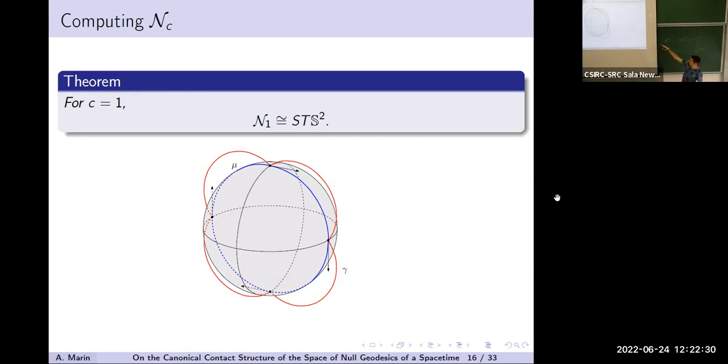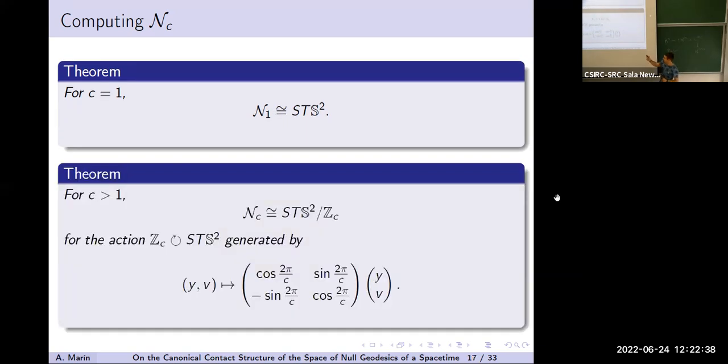So what I want is to take the unit tangent bundle of the sphere and quotient it out by an action that's going to identify these different tangent vectors. And after thinking a little bit, one realizes that you can define this as an action of Z_C, and the action is generated by this element here. It doesn't really matter what it is, it's just generated by this element here, where I see ST S2 as inside of the product of two spheres, so that I can write this matrix.